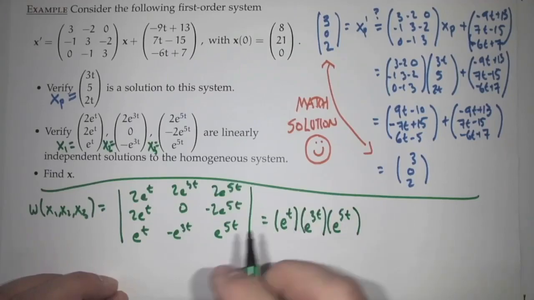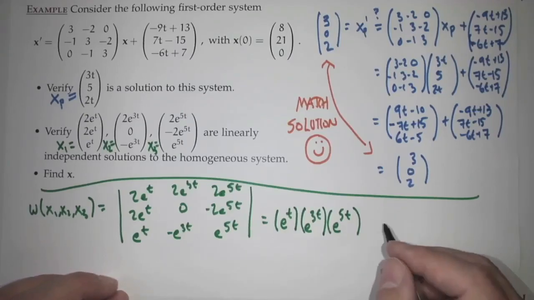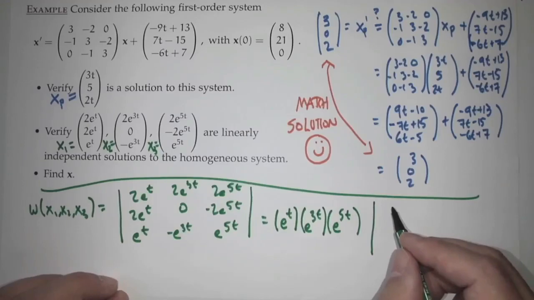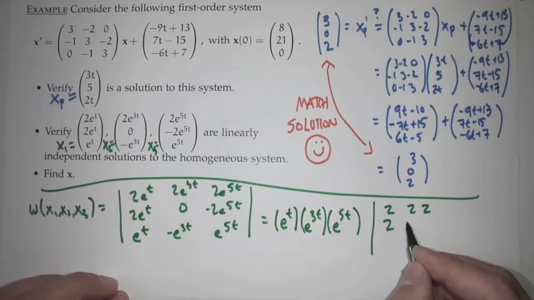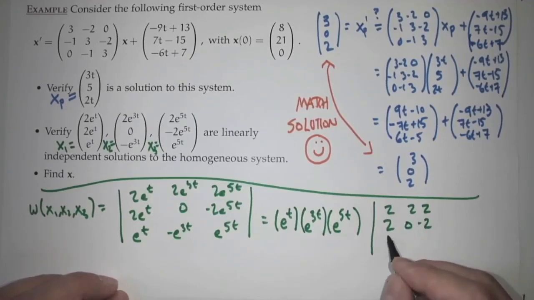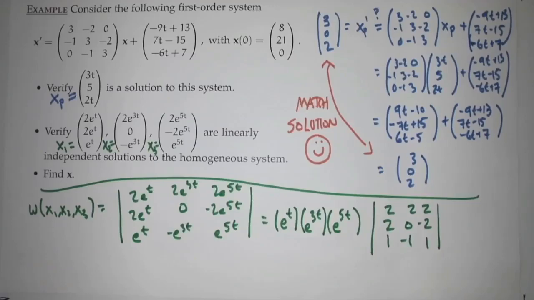We could pull out other things. For example, we could pull out 2 from the first row and 2 from the second row. We don't have to. No one seems excited about that, so we won't do it. I'm just pointing out we can. I'm not saying we have to. But if we pull out the e to the t's, it's going to make it a little bit easier to write down what happens.